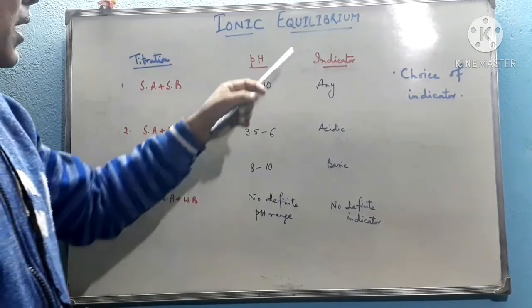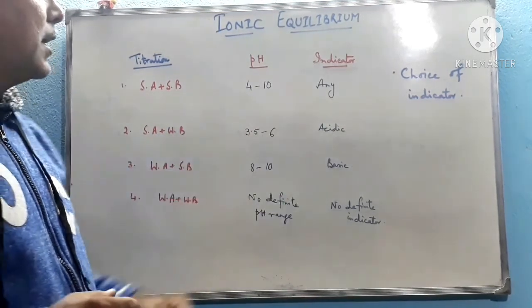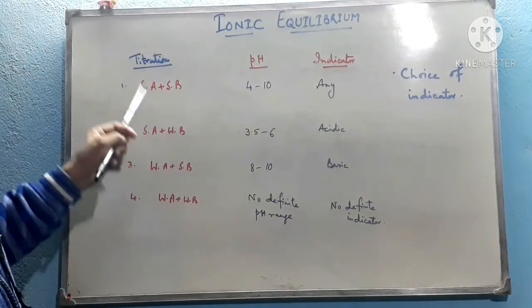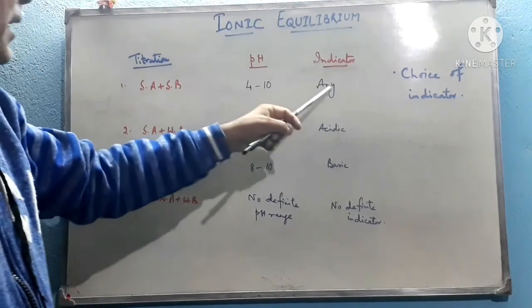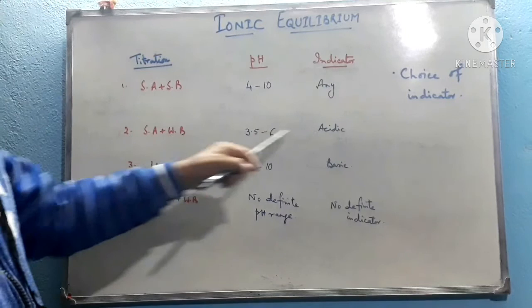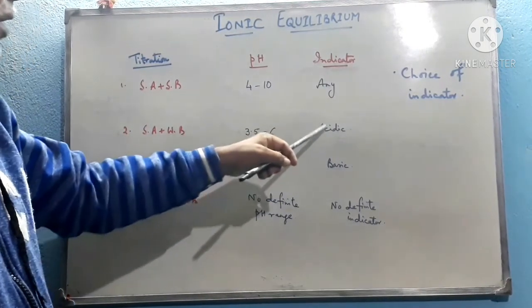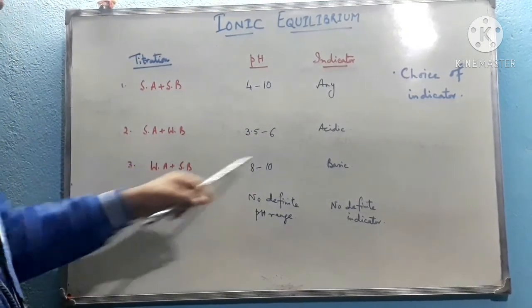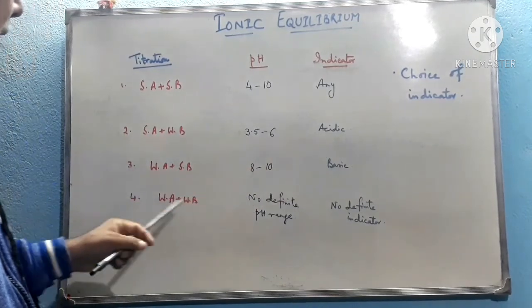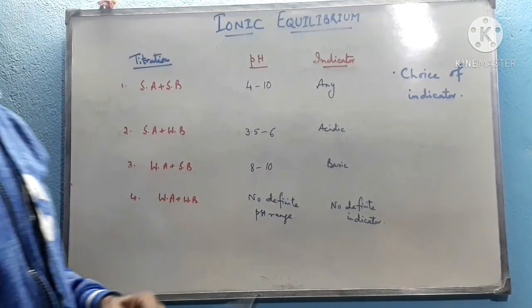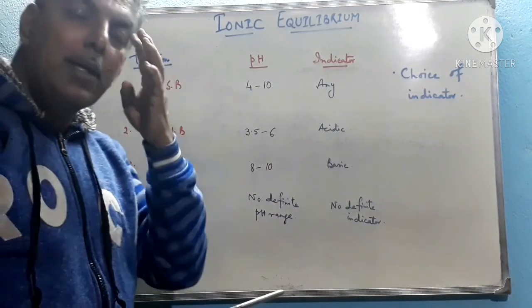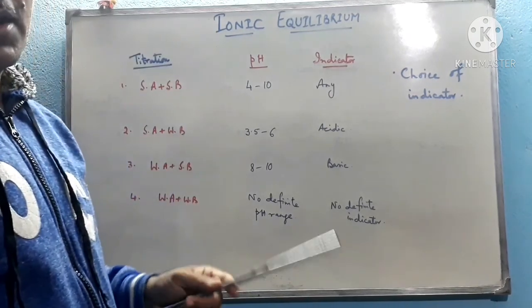So these are the different indicators used to titrate. For strong acid and strong base, any type of indicator. Strong acid and weak base, we can use an acidic indicator like methyl orange or methyl red. Weak acid and strong base, a basic indicator like phenolphthalein. But in the case of weak acid and weak base, we can't use any indicator because no definite indicator can indicate the endpoint of the acid-base titration.